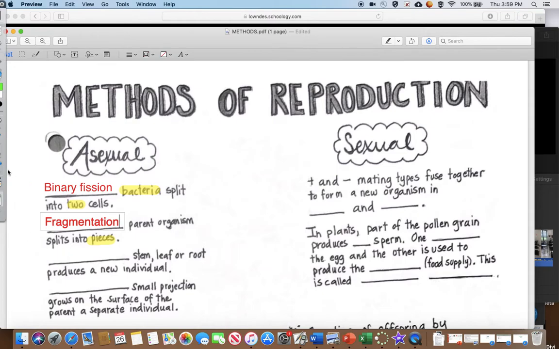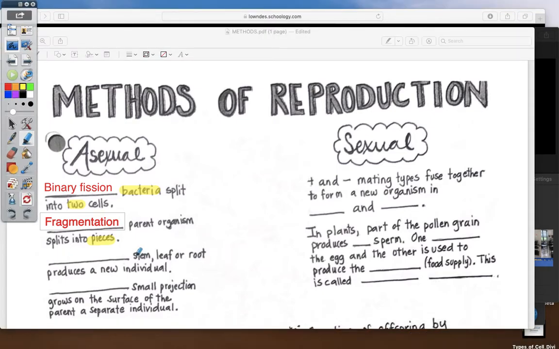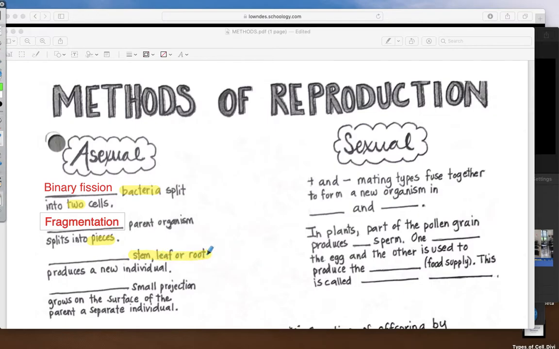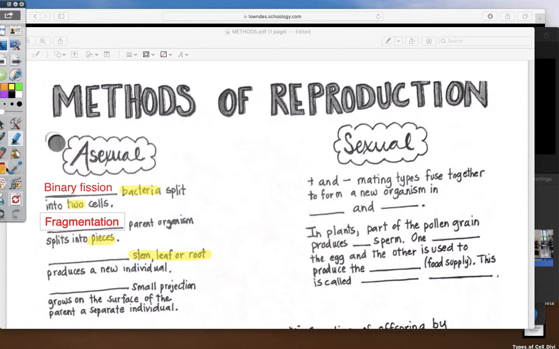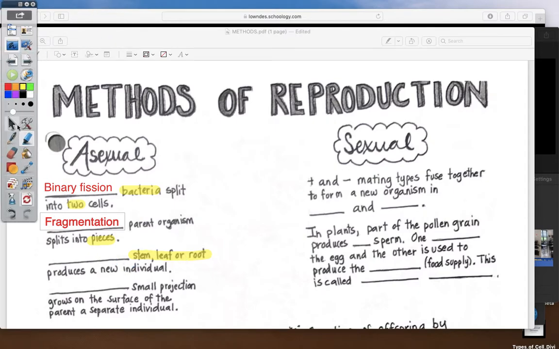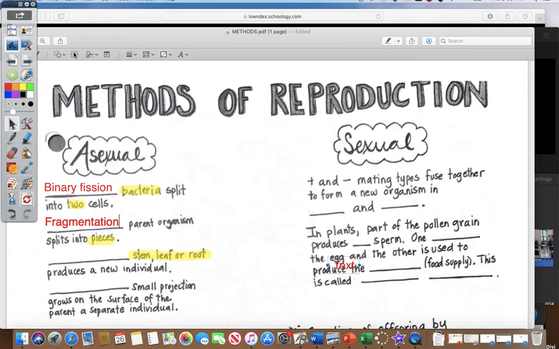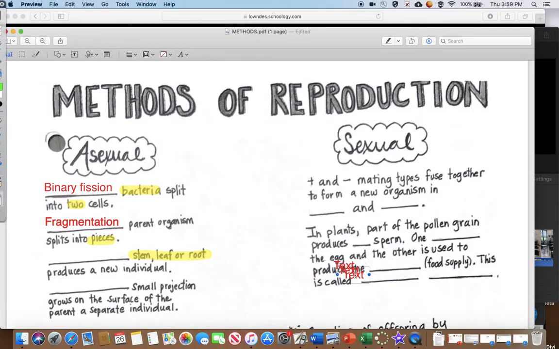Okay, now this next one, the key part of this one is look at what is happening. It's stem, leaf, or root. Well, all those are plant parts. So this is when you take one of those plant parts and then you root that and it produces a new plant, a new individual. Okay, a lot of people, their grandmothers and stuff do this. It's called vegetative propagation. Okay, so that's this one right here. And so when you think of vegetative, you should think of plants. Okay, so that's that one.